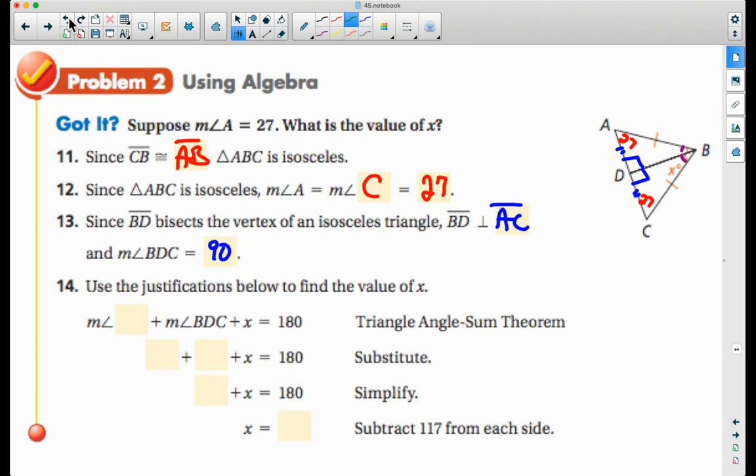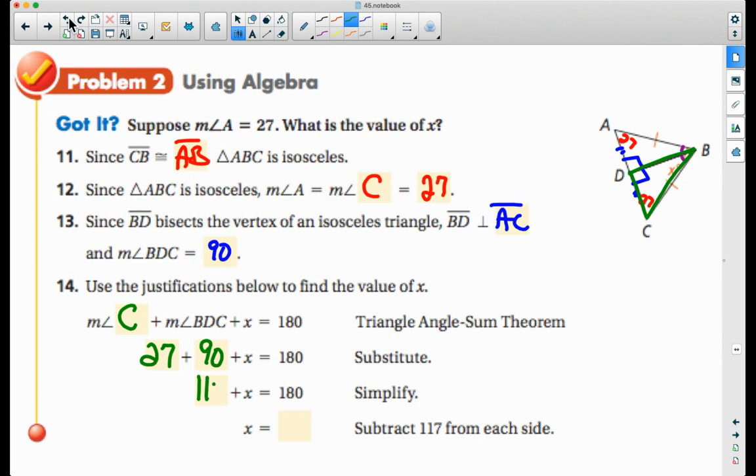So that means in this triangle right here, I know 2 of my 3 angles. I know that the measure of angle C plus the measure of angle BDC plus x equals 180. Well, the measure of angle C is 27. The measure of angle BDC is 90. X, my unknown, add those together, it's going to be 180.